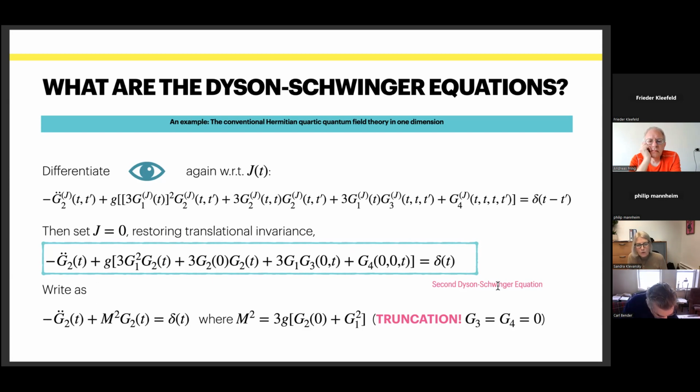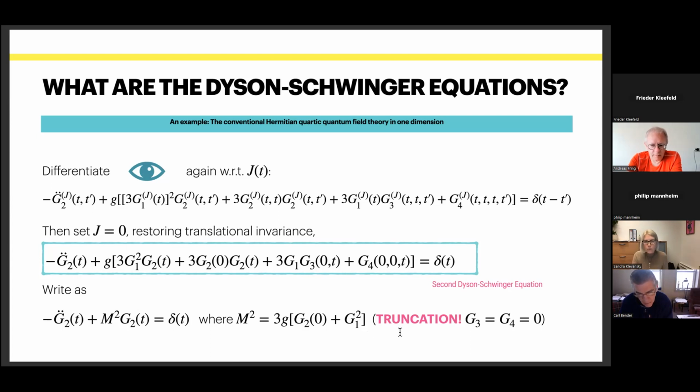Now, what you notice here is that this is one equation and it has 4 unknowns. So of course you can't do anything with it. So the first thing that you can do, and this is what we usually do in field theory, is we say the higher order correlation functions, G3 and G4, are simply 0. We truncate. And what this does is it leaves us with an equation that at least looks like something that we can solve, that we know from somewhere else. So this is the standard equation that you would have for G2, which is now solvable.